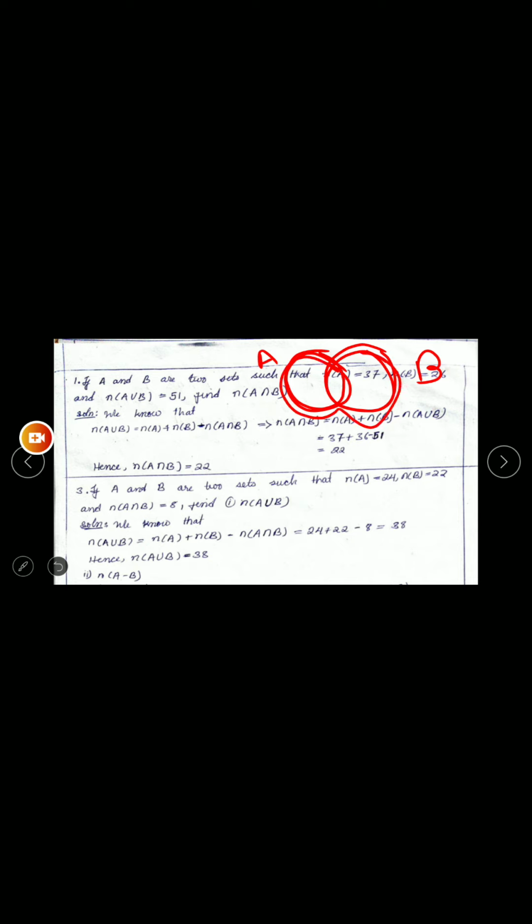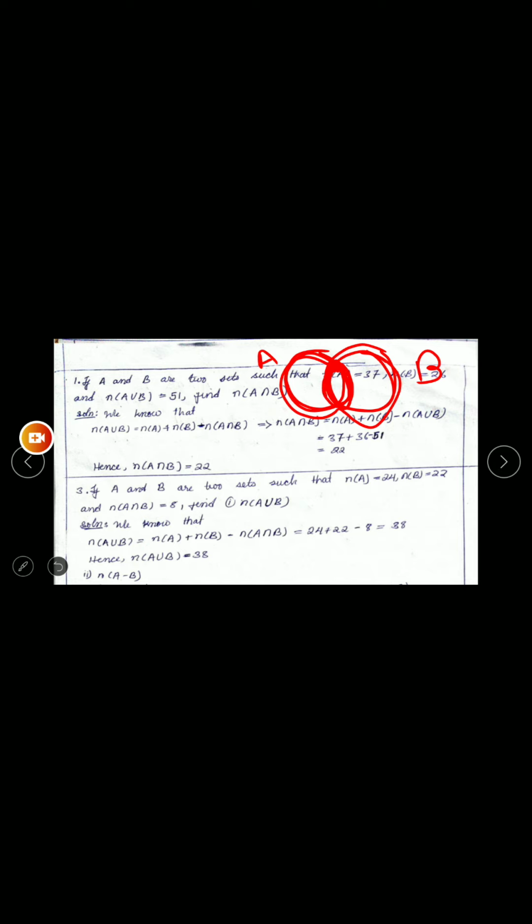In Exercise 1G, if A and B are two sets such that n of A equal to 37, n of B is equal to 26, and n of A union B equal to 51, then find n of A intersection B. Let this be A, and this be B. The whole A is 37, the whole B is 26, and the union of A and B is 51.